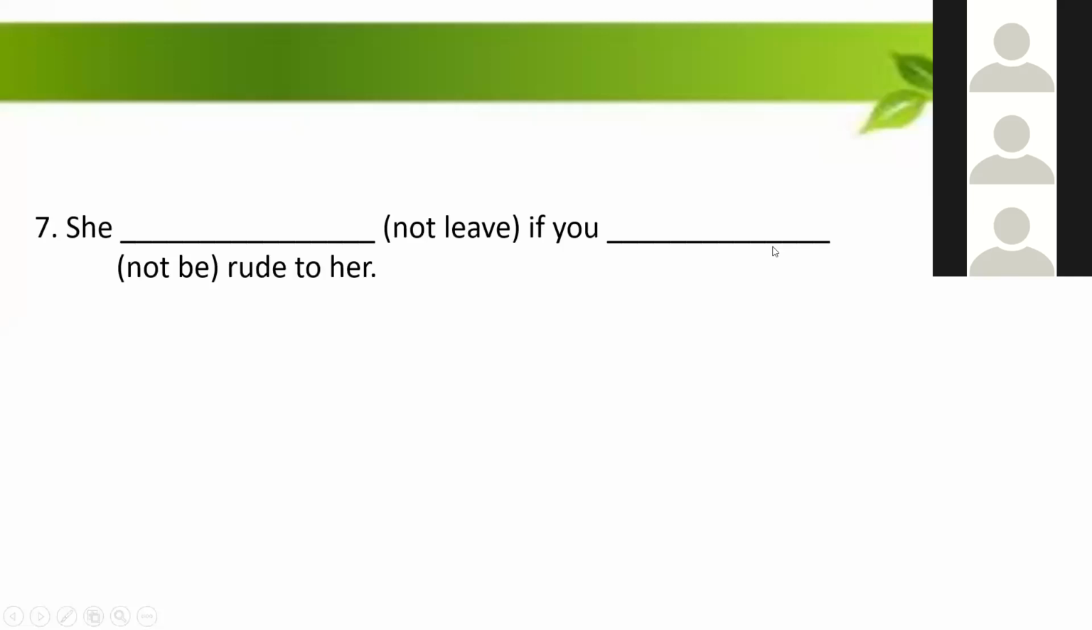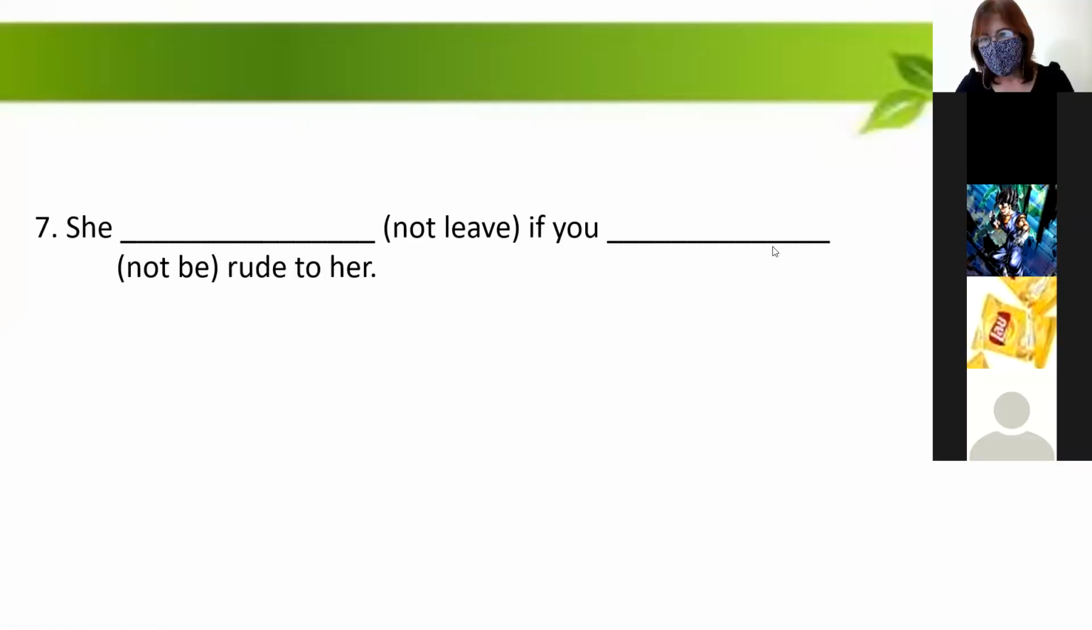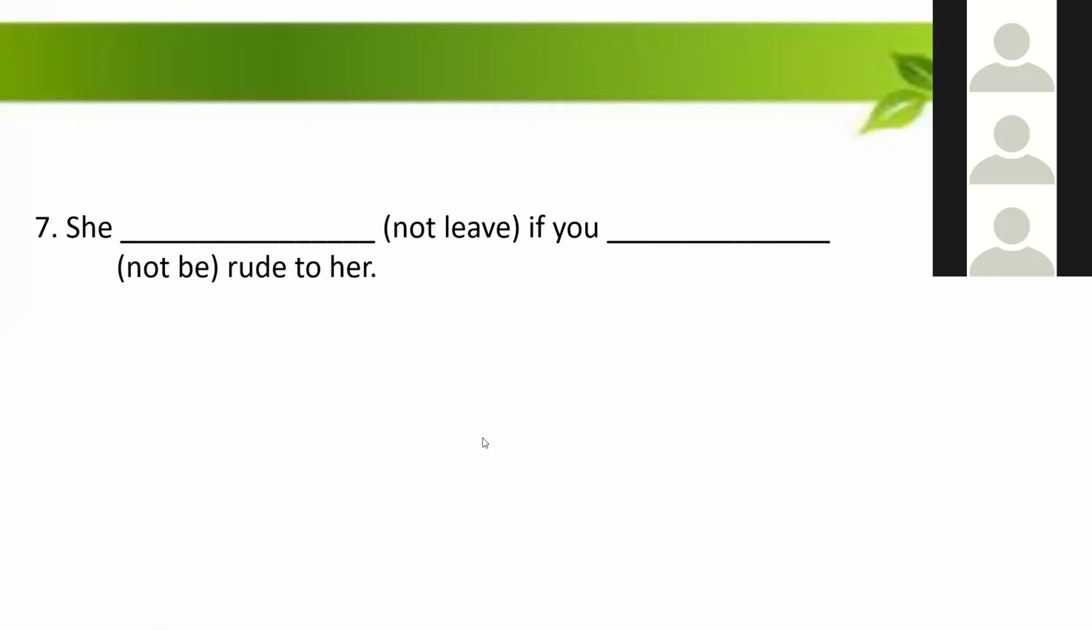So for number 7, Shokun, are you there, Shokun? Shokun didn't come back from the toilet. Okay, very good, Shokun. Will you please read number 7 and try to answer? She wouldn't have lived if you hadn't been rude to her. Okay, Shokun, you're almost correct. But what is the past participle of leave? Shokun. Leave.